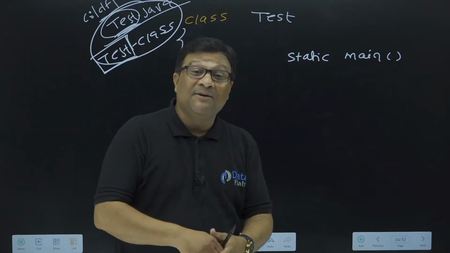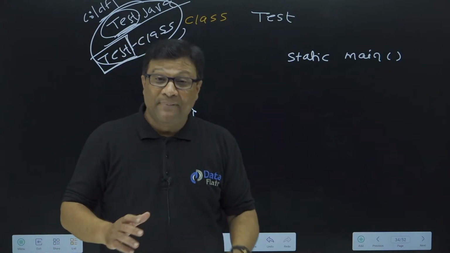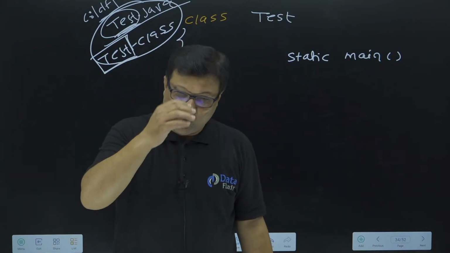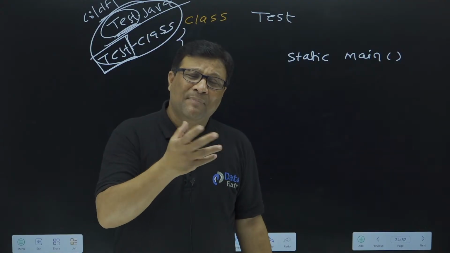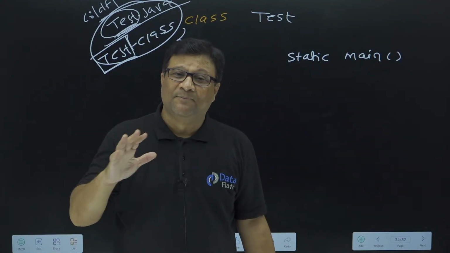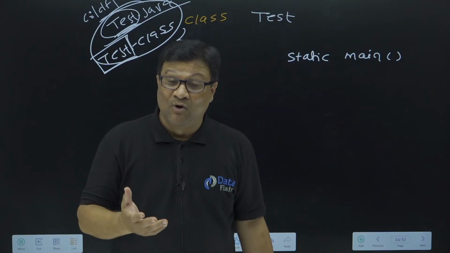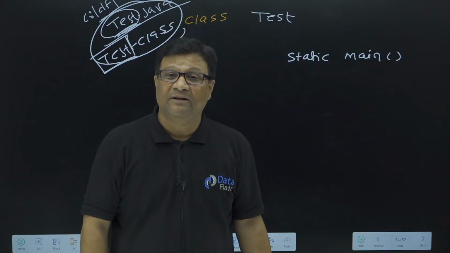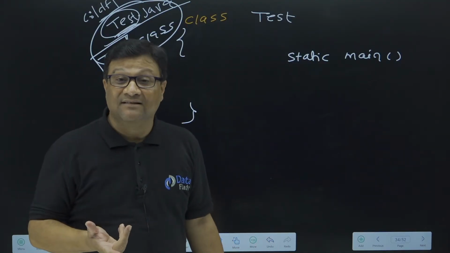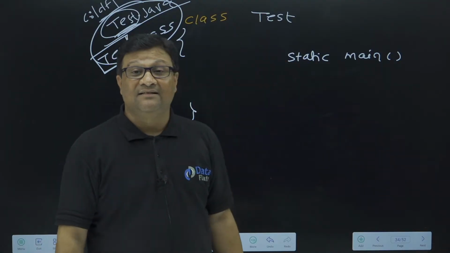But this is again a most important interview question: why do we declare main as a static method in Java? I have seen so many students memorize all this. In Java we write public static void main, in C++ we write void main. But when I ask them why we make main a static method, they don't have anything. They say, sir, this is the syntax. Why is this syntax there? Why do we write main as a static method in Java?